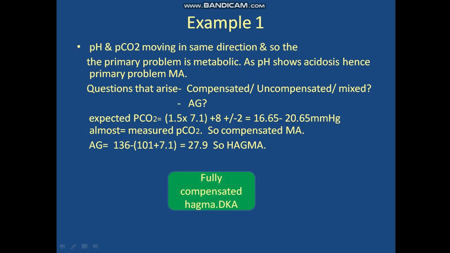Now the question arises whether this is compensated, uncompensated, or mixed, and what is the anion gap. So to answer this, let us find the expected PCO2, which is 16.65 to 20.65, that is almost equal to the measured PCO2. So therefore, this is a metabolic acidosis which is compensated. Now the anion gap comes to 27.9, so this is a high anion gap metabolic acidosis. So the final diagnosis is fully compensated high anion gap metabolic acidosis, that is probably diabetic ketoacidosis.